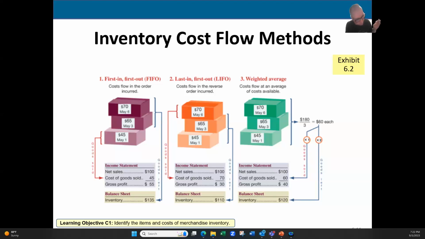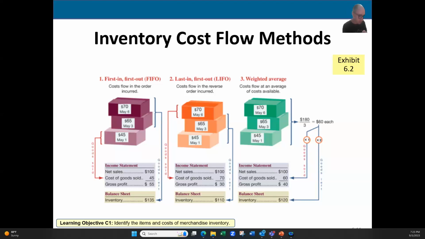Last in, first out. Best Buy, or companies that do not sell perishable goods, probably use last in, first out. We got the inventory in, we kept getting more in, we just added onto the shelf, and then people buy it. You see? So, last in, first out.